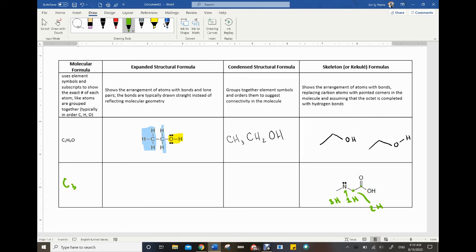It has a double bond and then 2 single bonds, so there are no additional hydrogens. But we do have a hydrogen attached to this final oxygen. So if we add that up, 3 plus 1 plus 2 plus 1, that's going to give us a total of 6 hydrogens. So we've got C3H6.